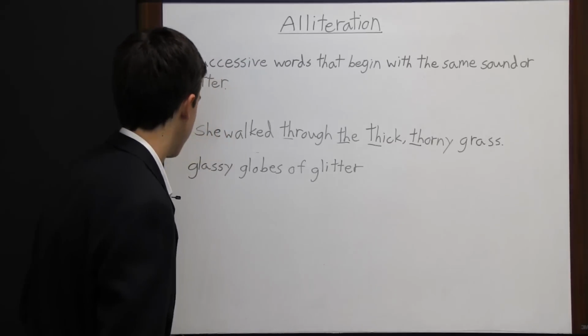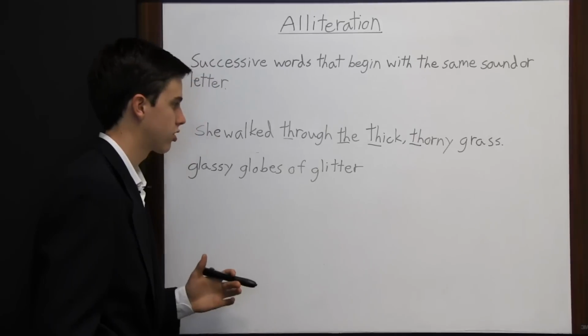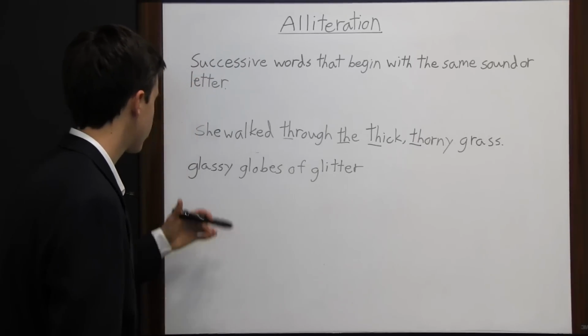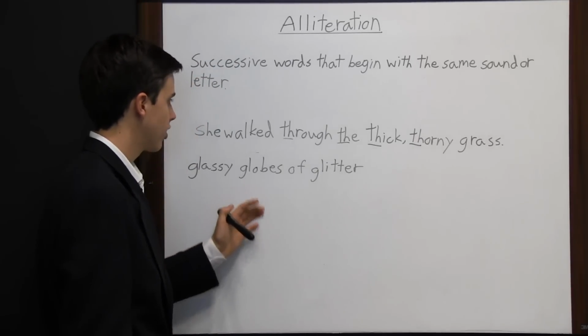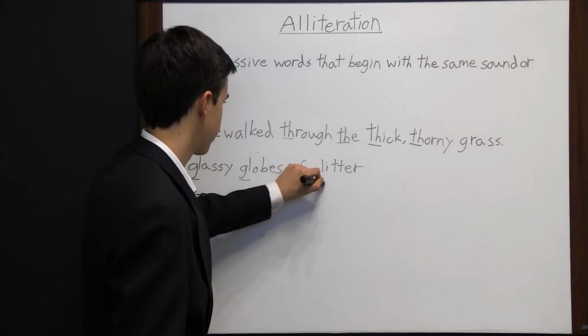Take a look at another example. Right here it says glassy globes of glitter. Here the author is trying to describe someone's beautiful eyes, so they use the phrase glassy globes of glitter. This is an alliteration because these three words all start with GL.